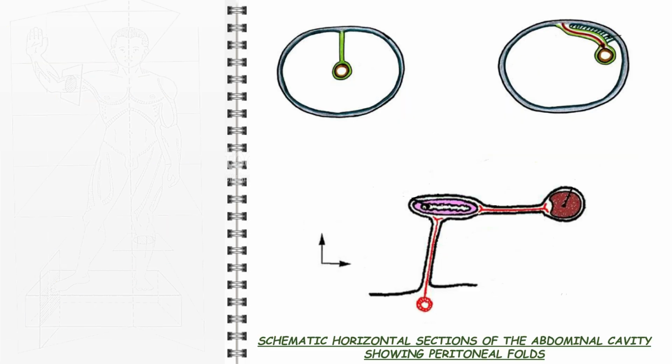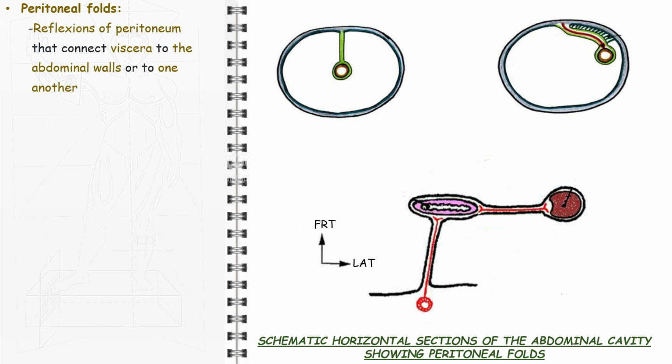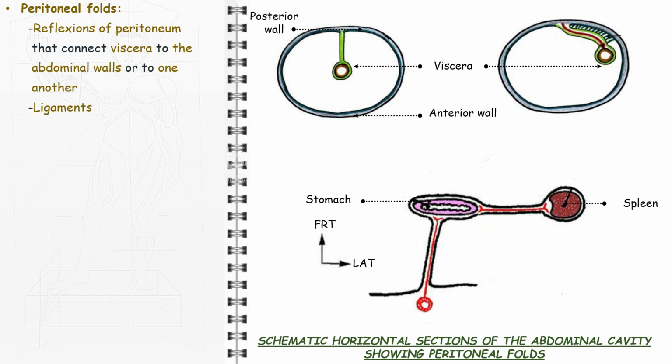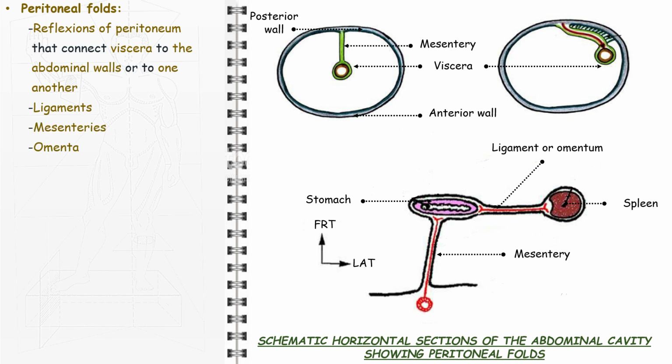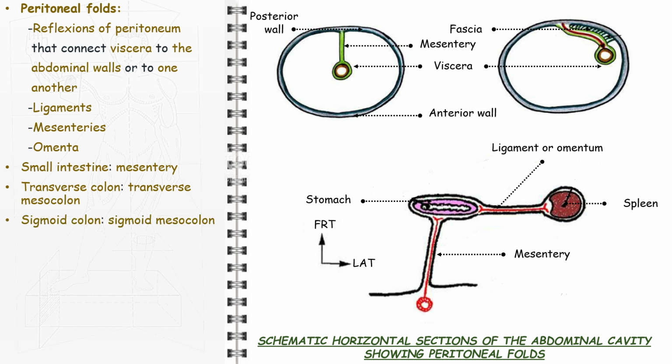Various folds or reflexions of peritoneum connect viscera to the abdominal walls or to one another. Some of these are properly called folds, but others may be called a mesentery, omentum or ligament. The double fold supporting most of the small intestine is the mesentery. The mesenteries supporting the transverse colon, sigmoid colon and appendix are the transverse mesocolon, sigmoid mesocolon and mesoappendix.